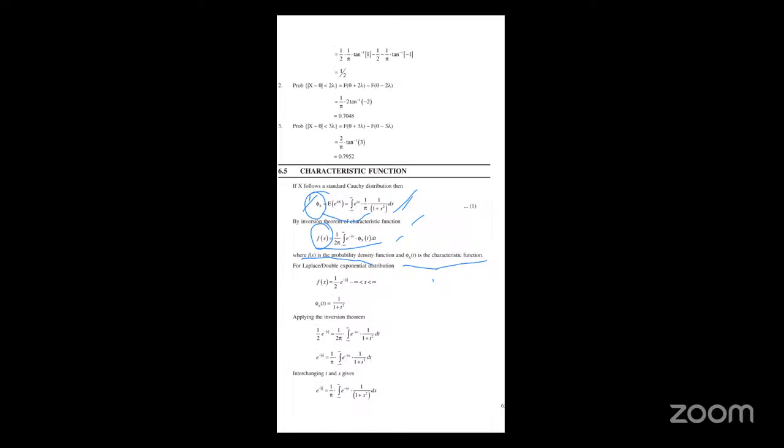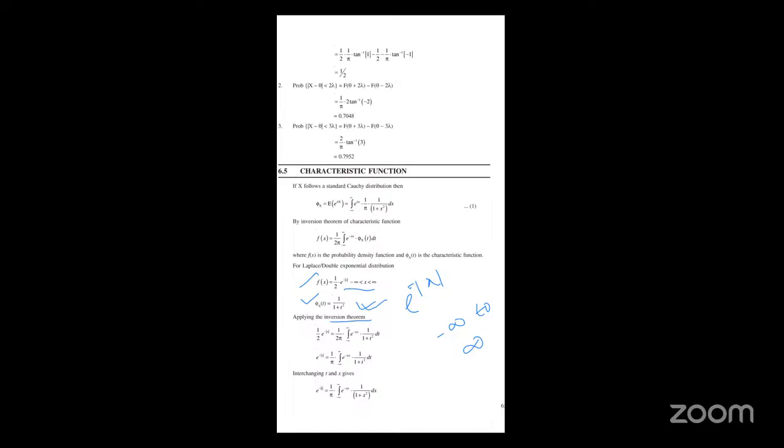For the Laplace or double exponential distribution, f of x equals 1 by 2 e power minus mod x, where x ranges from minus infinity to infinity. Then phi x of t becomes 1 by 1 plus t square.